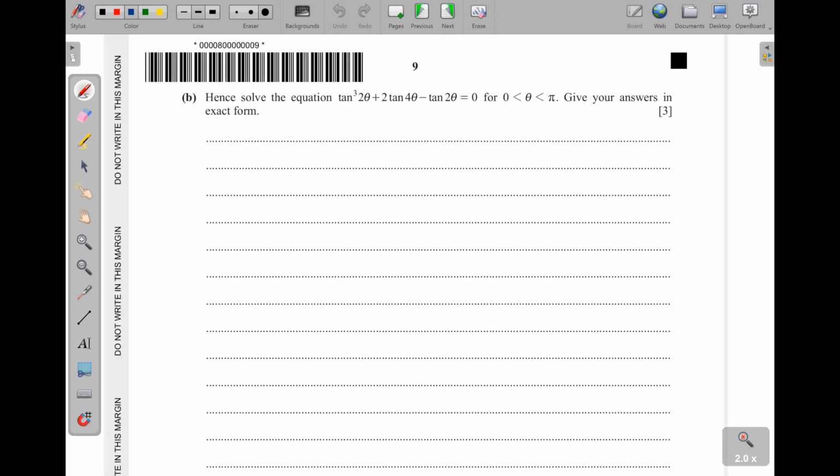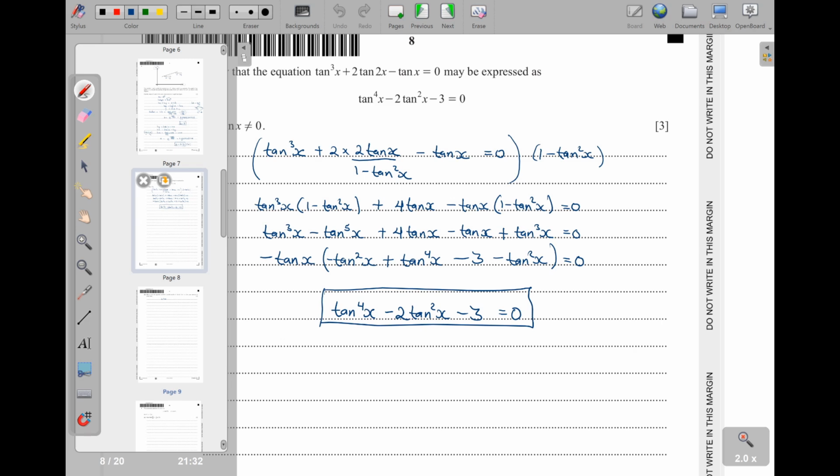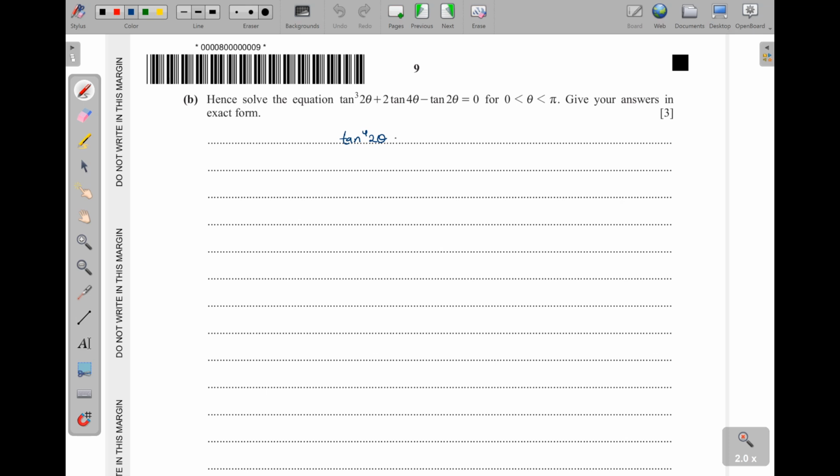Part B, solve the equation tan cubed 2 theta plus 2 tan 4 theta, then minus tan 2 theta is equal to 0. For theta ranging from 0 to pi, give your answers in exact form. Now since they are saying hence, then we are supposed to apply what we have gotten before into this one here. So we shall have now tan power 4. Okay, now 2 theta. Remember this other one here as x. Now this one is going to be 2 theta. So in the place of x, we put 2 theta. So tan power 4 of 2 theta, then minus 2 tan squared 2 theta, and then minus 3 should be equal to 0.